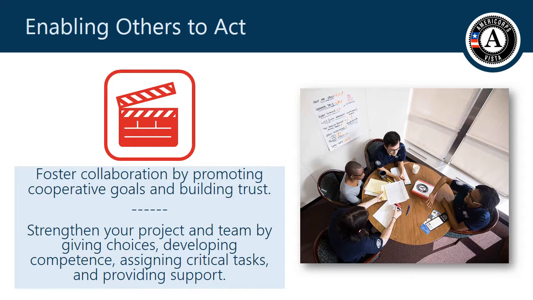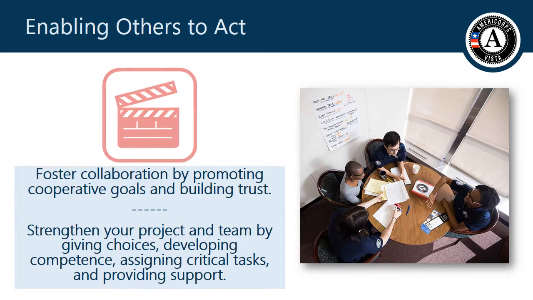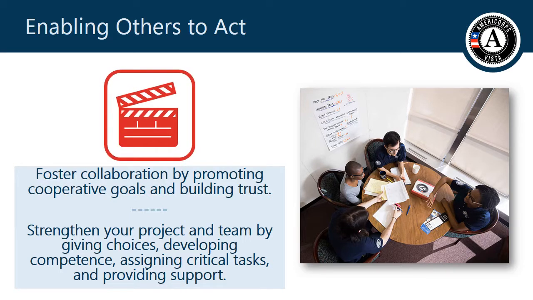The second practice of transformational leadership is enabling others to act. You can use this practice through fostering collaboration between your VISTA members and service sites by promoting cooperative goals and building trust, as well as by strengthening your VISTA members and project partners by giving choices, developing competence, assigning critical tasks, and lending support. Enabling others to act will help your VISTA members work more effectively as a team and build their own professional skills.